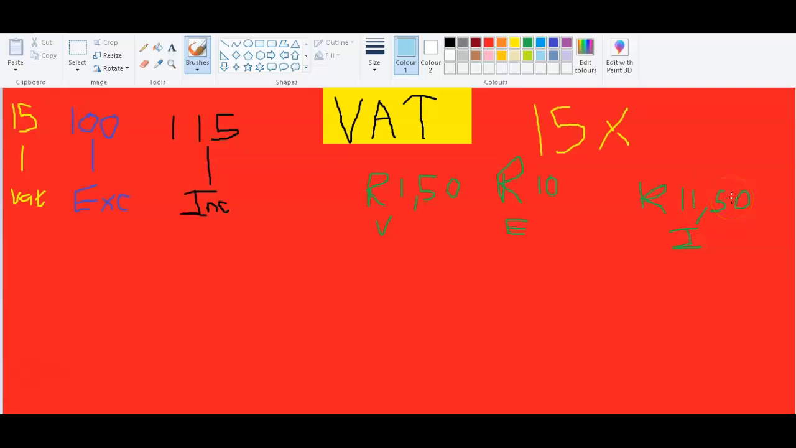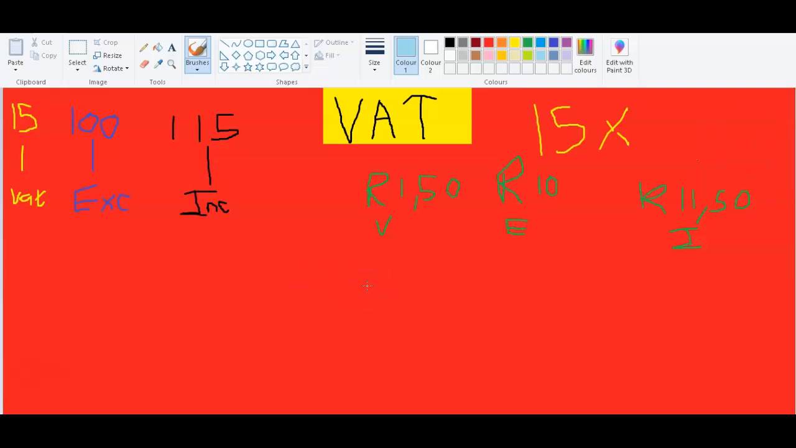So if I use this logic over here, this will be my VAT amount, this will be my exclusive amount, because it doesn't have VAT, and this will be my inclusive amount, because it has VAT. Now in the exam, they'll tell you whether an amount is inclusive or exclusive, or doesn't have VAT at all. So let's say I have a selling price inclusive of VAT. Let's say it's 11 Rand 50.